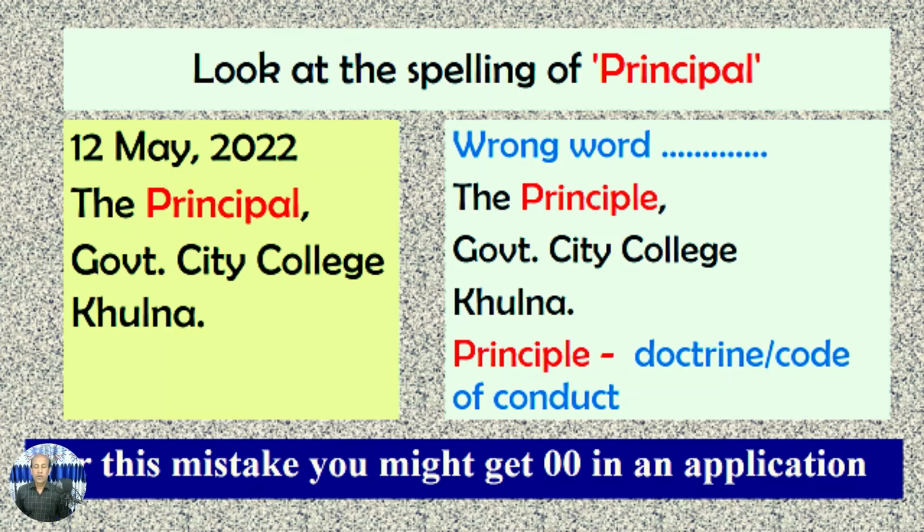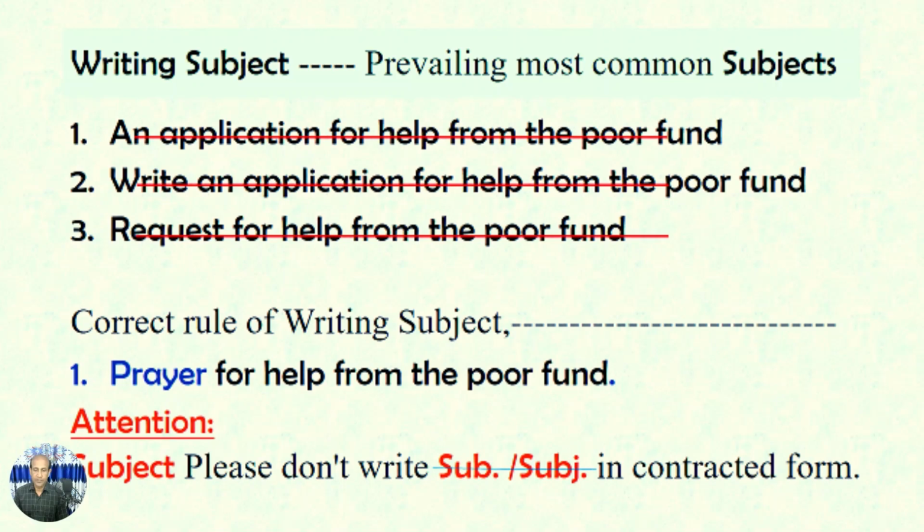Now, the spelling of principal should be correct. If you write principle instead of principal, you will get 0. So, be careful about writing the spelling.